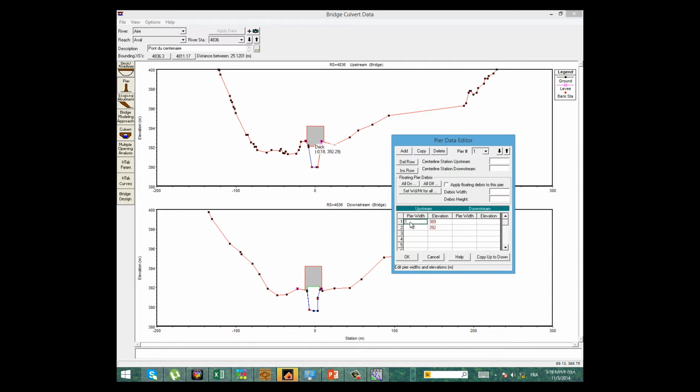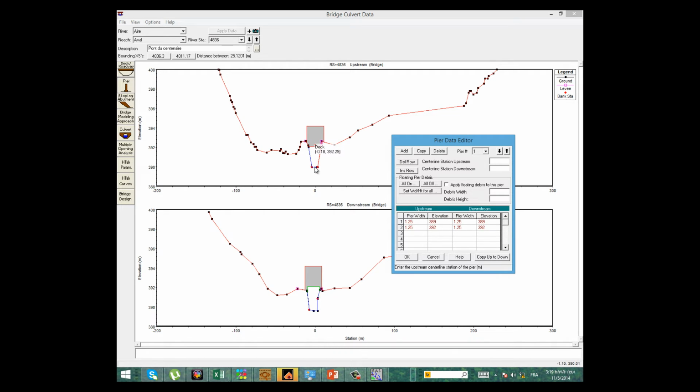And the pier width 1.25. Let it be like that. Then 1.25 if the widths of the weir are the same from the bottom up to the top. Then if the downstream side of the pier is also similar, then copy, and then we can put the pier in center line station, because you see this is a negative, the left side is negative and positive.